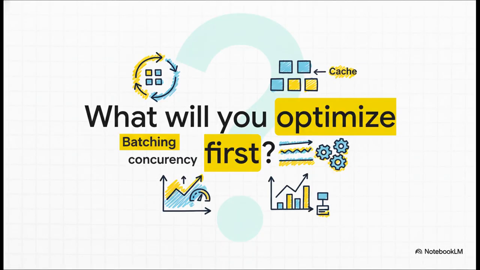All right, we've covered the framework, the techniques, and the metrics, so now it's back to you. Think about that bottleneck you identified right at the start. Which of these levers, caching, batching, or concurrency, are you going to pull first?